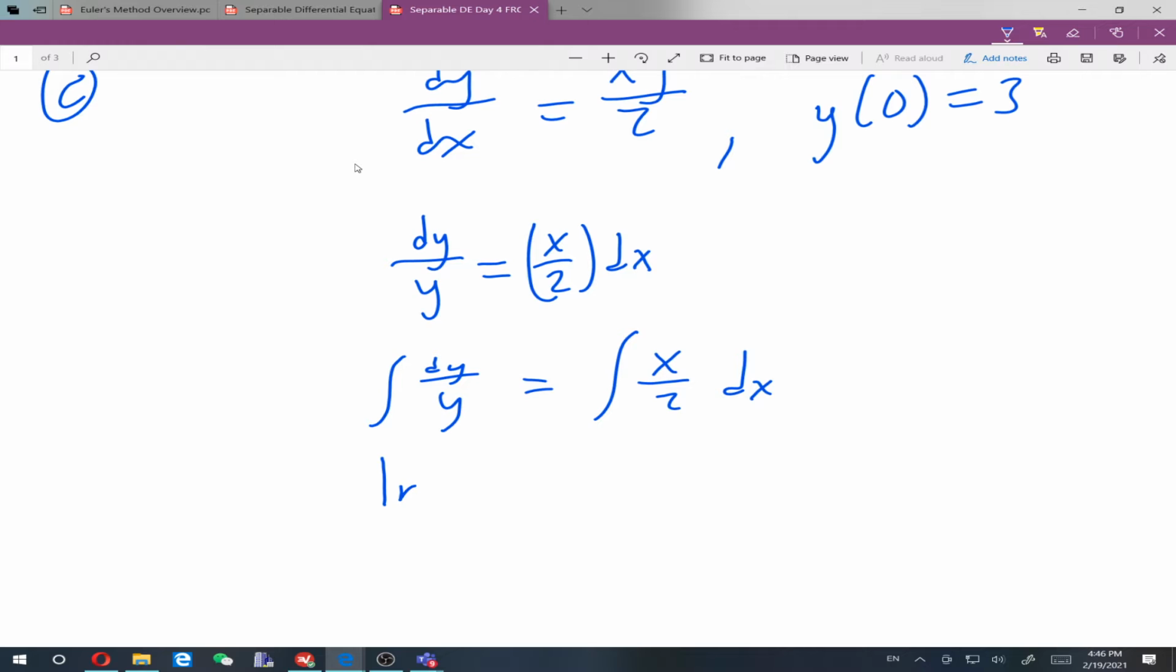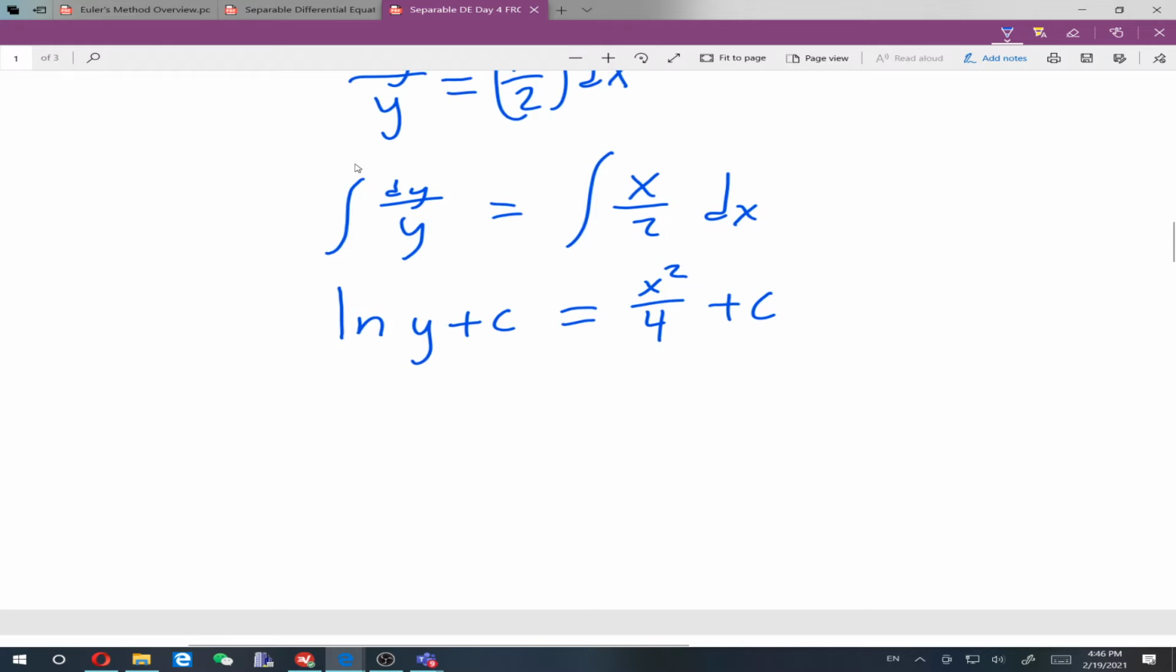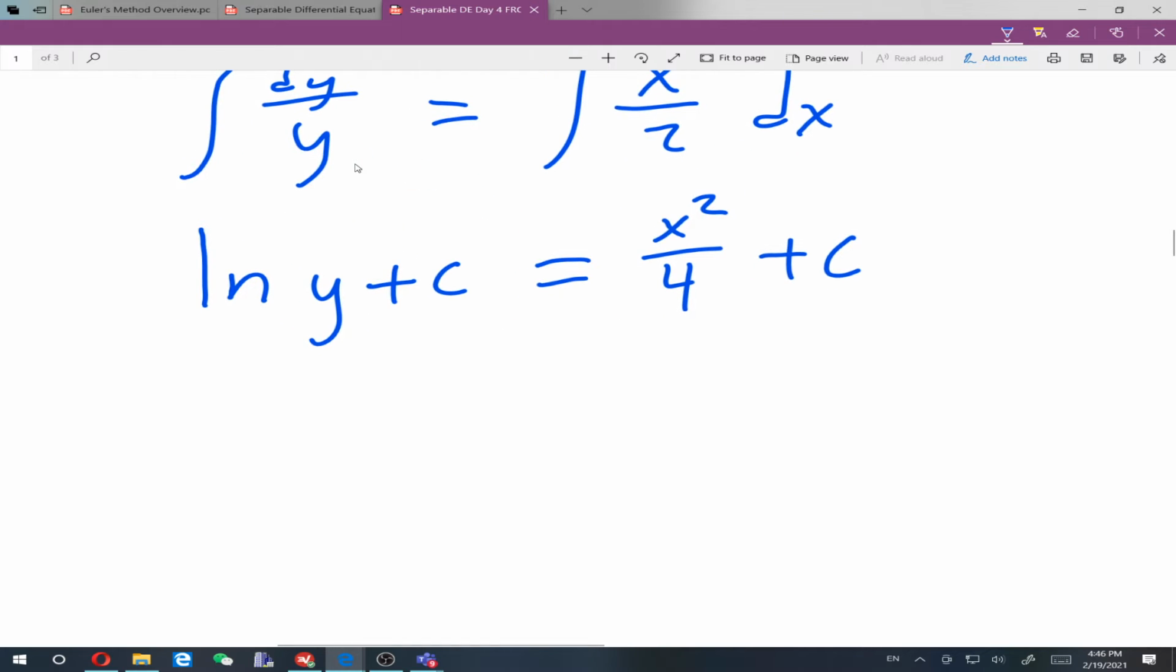Natural log of y plus c equals x squared over 4 plus c. Okay, perfect. When I combine these plus c's, they will not cancel. That's because they're not necessarily the same constant value since they came from separate integrals. So I'm going to move this plus c over to the left side, and I'll still end up with a plus c on the right side.